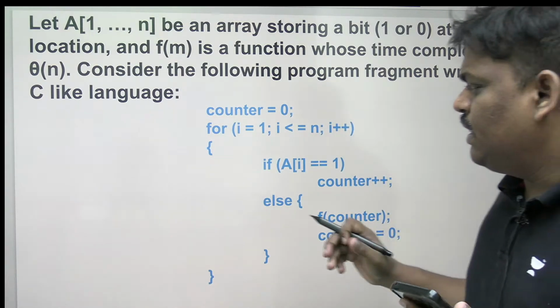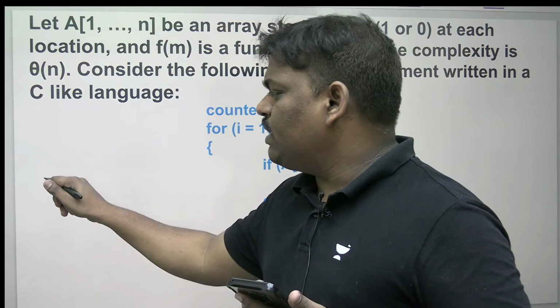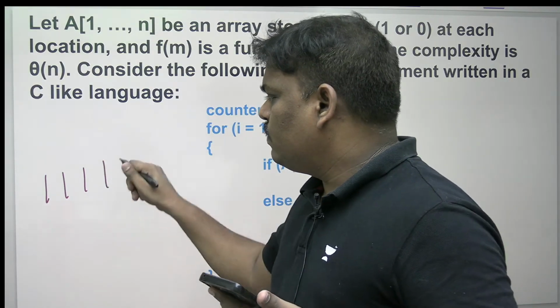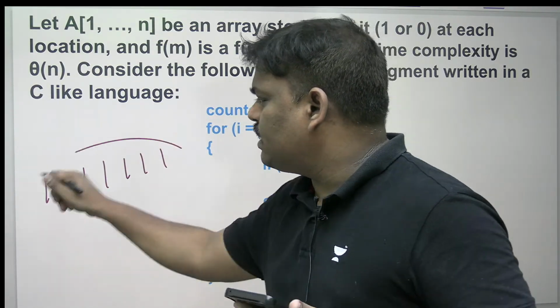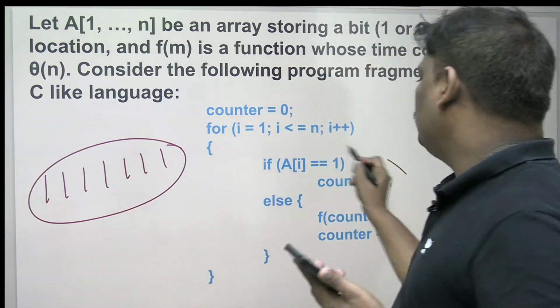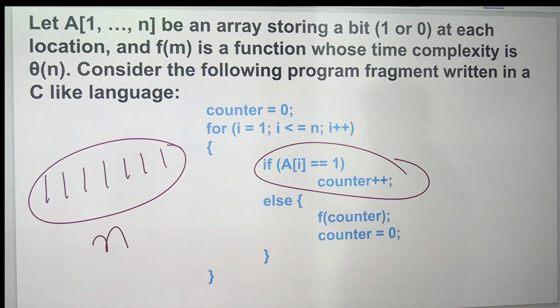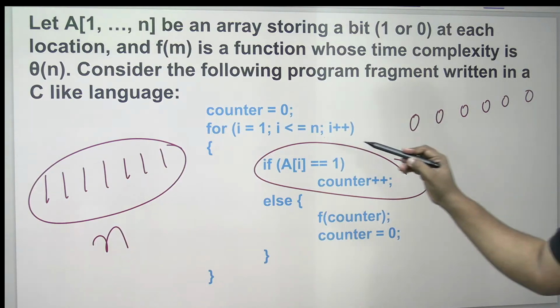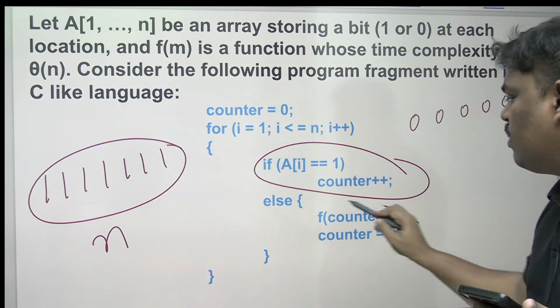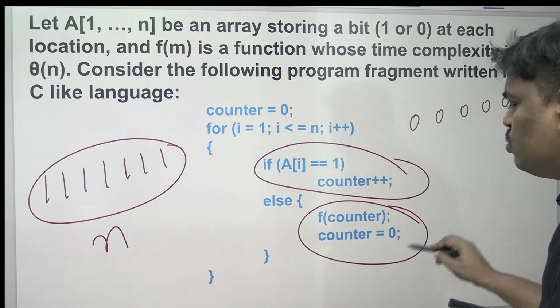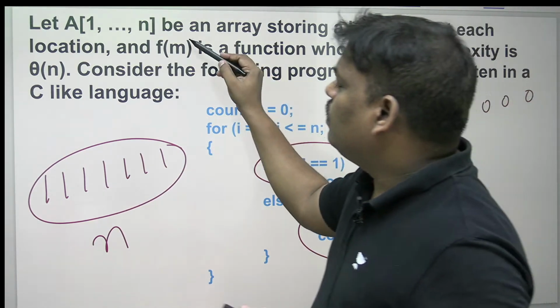Let's check this. Everyone listen, let's check here. All ones, what is the answer? Every time this only, so n. Next one, a very interesting one: all zeros. All zeros means every time you will come here. Can you help me now?